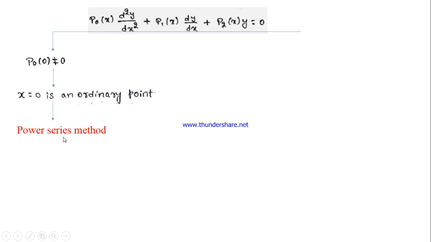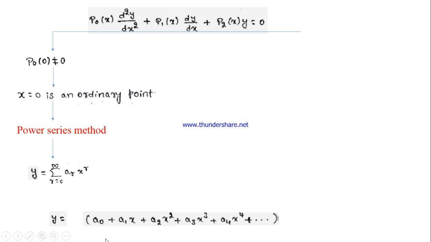which means we can employ the power series method and our solution will be assumed as y is equal to summation r equal to 0 to infinity ar x power r. In expanded form, it looks like this. This is what we did under Legendre's differential equation.